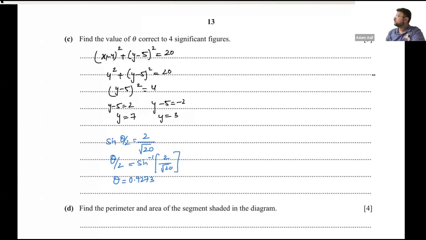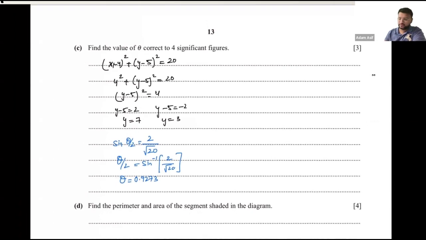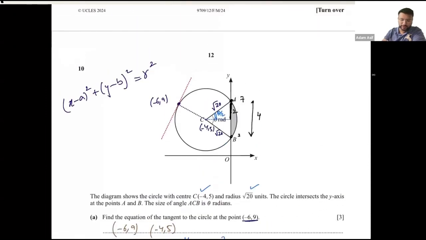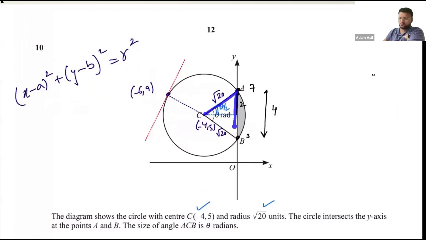अब नेक्स्ट पार्ट में वी नीड टू फाइंड द पेरीमीटर एंड एरिया ऑफ द शेडेड सेगमेंट इन द डायग्राम। थीटा की वैल्यू जब मेरे पास आ गई है अब्दुल्ला, तो मैं ये शेडेड रीजन कैसे निकाल सकता हूँ? थॉट प्रोसेस क्या है? किस एरिया को किस एरिया में से माइनस करना होगा कि ये शेडेड रीजन आ जाए? ट्राइंगल को किस में से माइनस करना होगा?